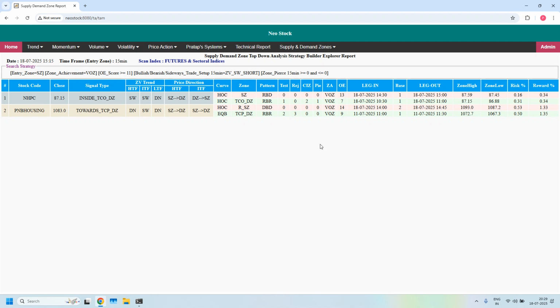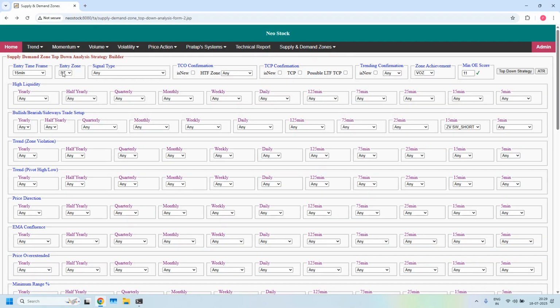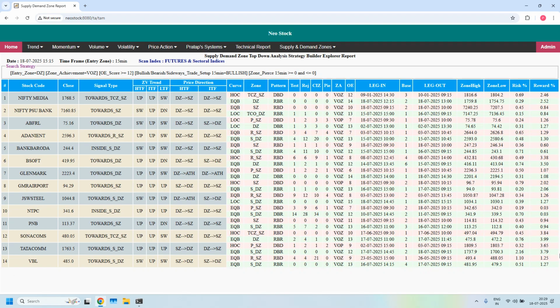Next, bullish trade setup for daily income trade, 15 minutes demand zone. Here bullish and minimum odd enhanced score 12. We got 14 stocks. Entry time frame zones are 15 minutes demand zones in all these stocks. Bullish trade setup for daily income trade. Out of these 14, let us identify high probability trade setup supported zones based on the zone confluence and EMA confluence strategies you learned in lesson 27.